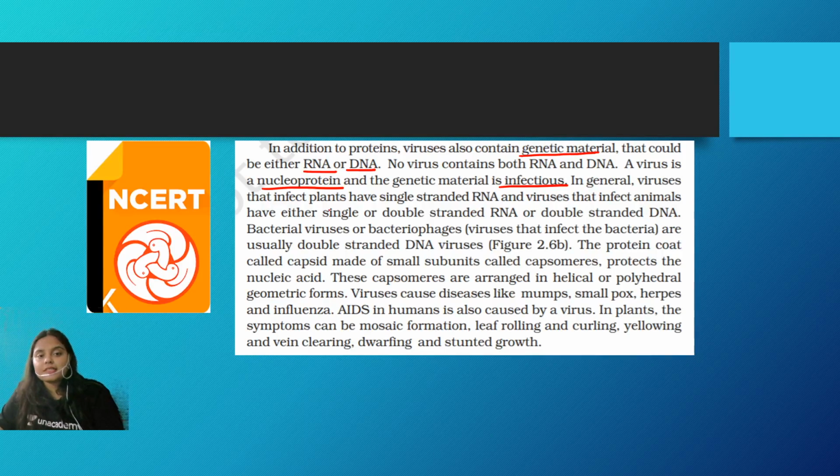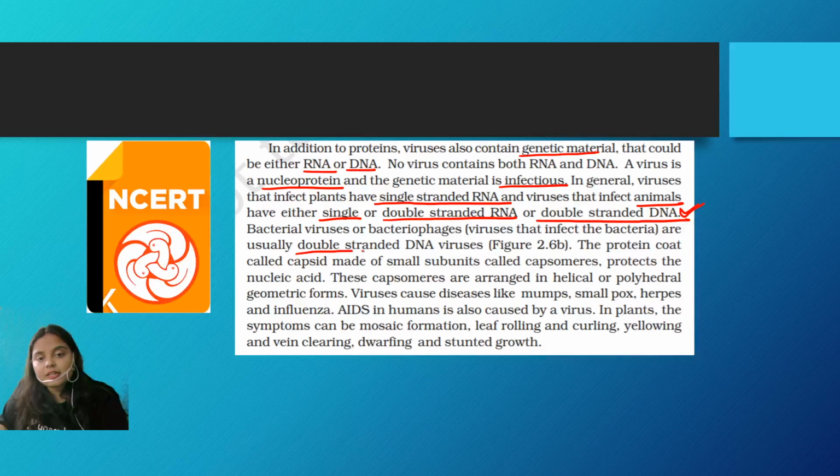In general, viruses that infect plants have single stranded RNA, I told you, and viruses that infect animals have either single or double stranded RNA or double stranded DNA, but mainly it is double stranded DNA. Bacterial viruses or bacteriophages are usually double stranded DNA viruses. This is also an important line.